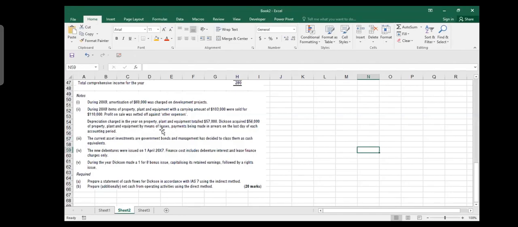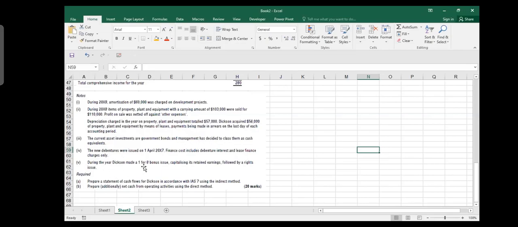Depreciation charge in the year on property, plant, equipment was 57,000. Dickinson acquired 56,000 of PPE by means of leases, payments being made in arrears on the last day of each accounting period. The current asset investments are government bonds, and management has decided to class them as cash and cash equivalent. So this is going to be our cash and cash equivalent, which is in current assets, government bonds. The new debentures were issued on 1st April 2007. Finance cost includes debenture interest and lease finance charges only. We will discuss this also when the time comes.